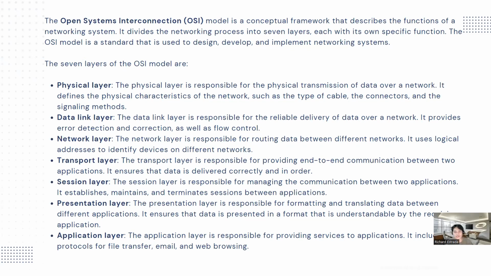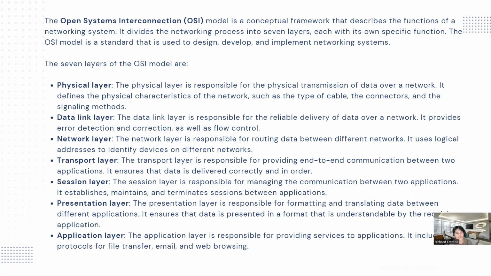So what are the different 7 layers? We have physical, data link, network layer, transport, session layer, presentation layer, and then the application layer. So what is the physical layer? The physical layer is responsible for the physical transmission of data over a network. It defines the physical characteristics of the network, such as the type of cable, the connectors, and the signaling methods. So in the physical layer, it happens how the data is transmitted.